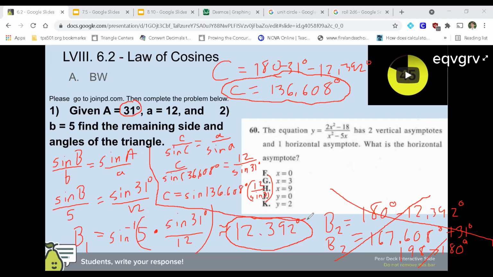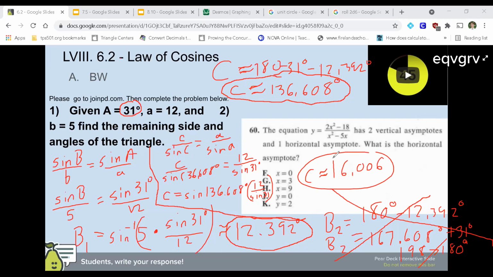And we get 16.006. That should be squiggly, squiggly, squiggly, squiggly, squiggly. And if you check your answers, it should make sense.